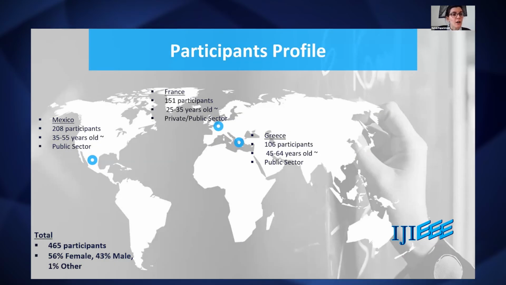So the participants: we have 3 countries, Mexico, France, and Greece. In total, we have 465 participants, 56% female participation, 43% male participation, and 1% define themselves as other. The age varies a lot. Here I'm just giving the summary of the ages, but more or less we have young students and young teachers in France, and older teachers in Greece, and then Mexico. We also have teachers coming from the public and private sector, especially in France.